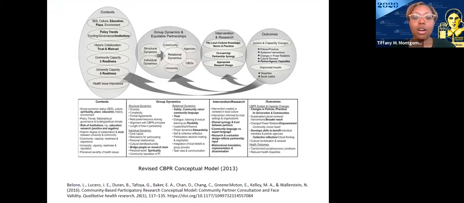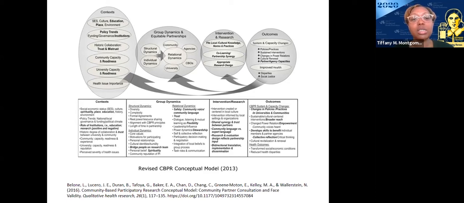Okay, there are a couple of CBPR models that you might see. I'm not going to really get into this, but this one is actually revised. The first version came out in 2008 and was revised for 2013. Essentially a group of, I believe, 35 members of various community advisory boards and research boards were gathered together to map out what a conceptual model would look like as far as CBPR was concerned.